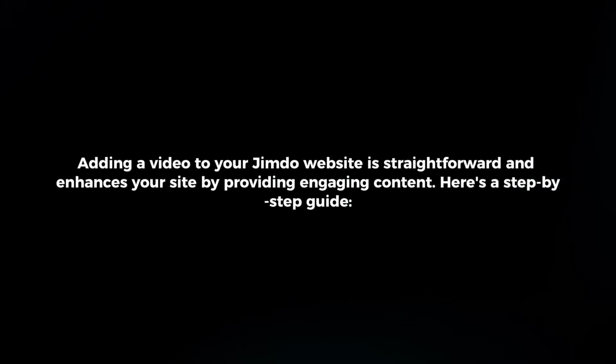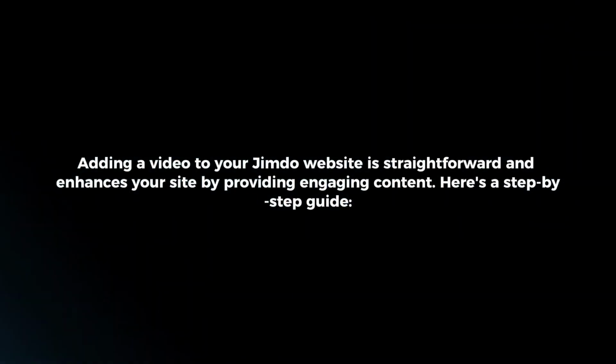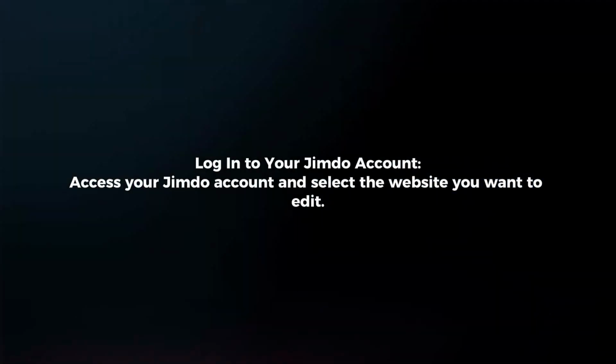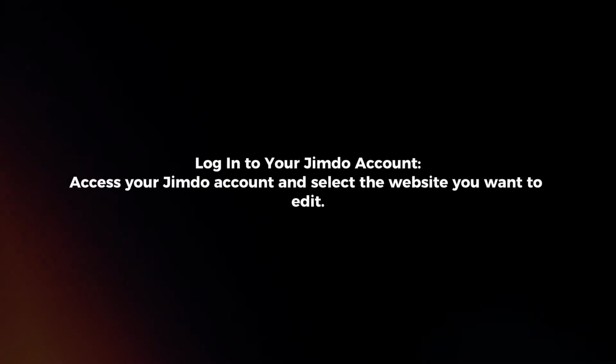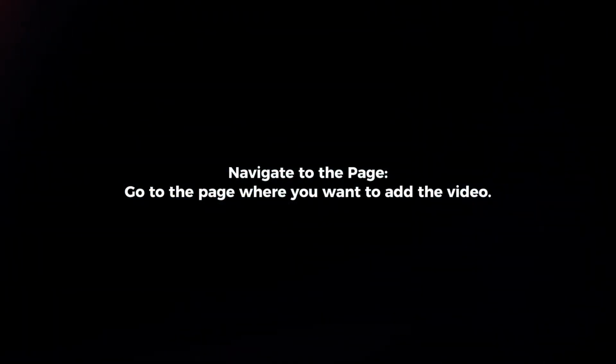Adding a video to your Jimdo website is straightforward and enhances your site by providing engaging content. Here's a step-by-step guide. Log into your Jimdo account. Access your Jimdo account and select the website you want to edit. Navigate to the page. Go to the page where you want to add the video.